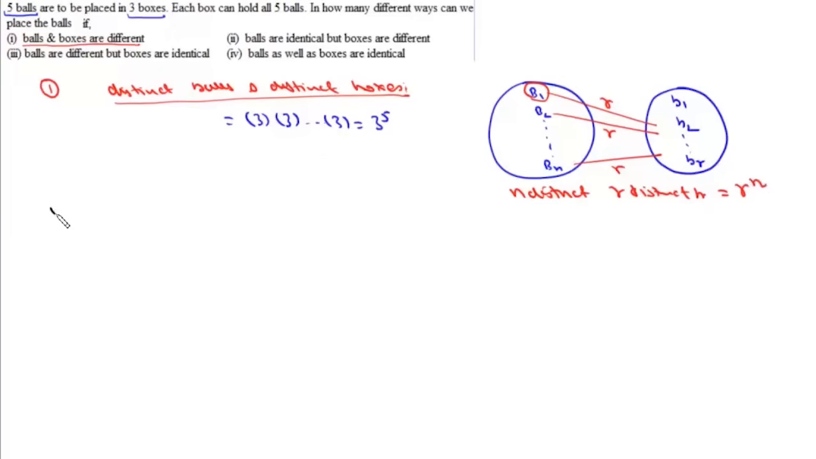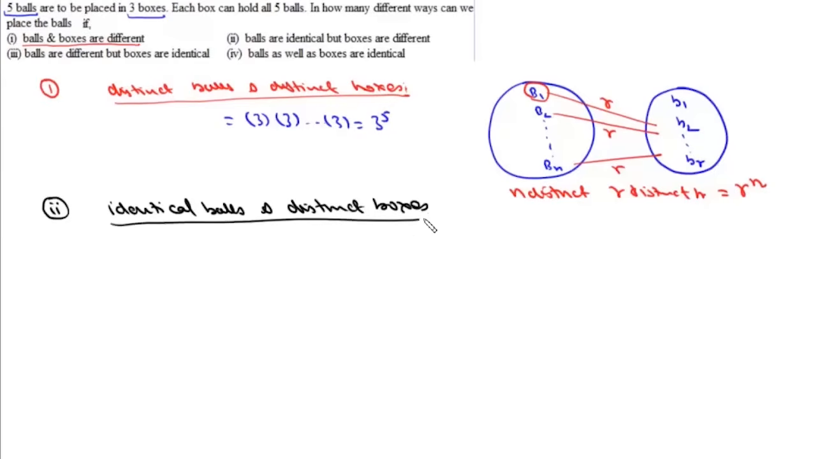Now we'll consider the second case, when balls are identical but boxes are different. So we have identical balls and distinct boxes. Now identical balls and distinct boxes is again an r-multiset problem. When the balls are identical and boxes are distinct, we can use linear equations.